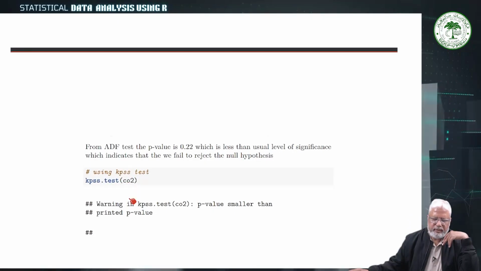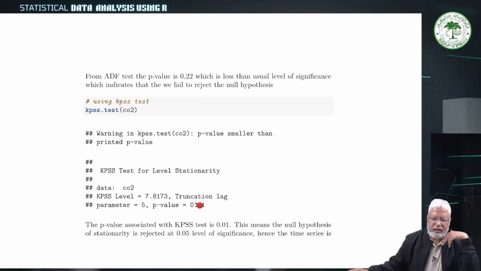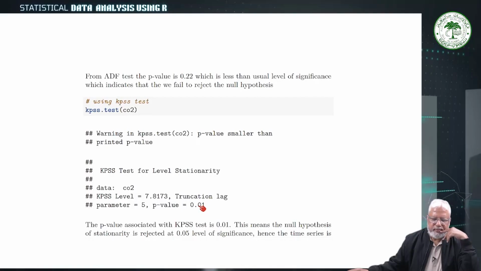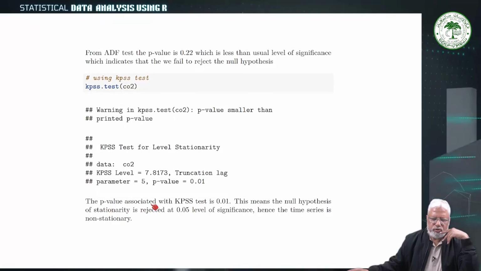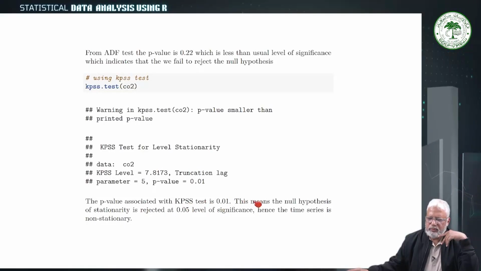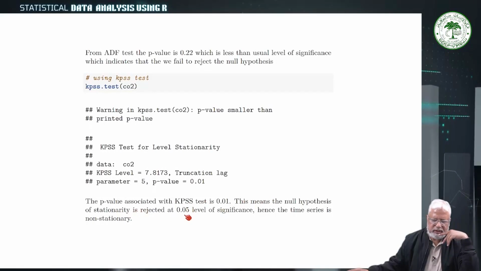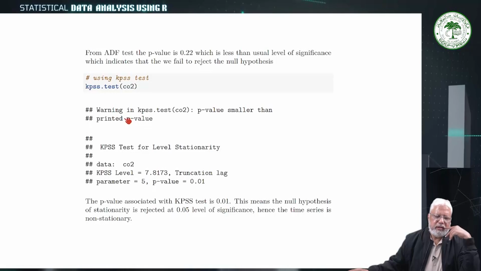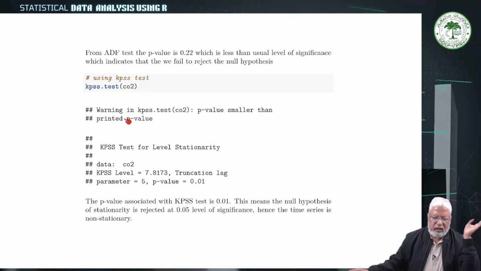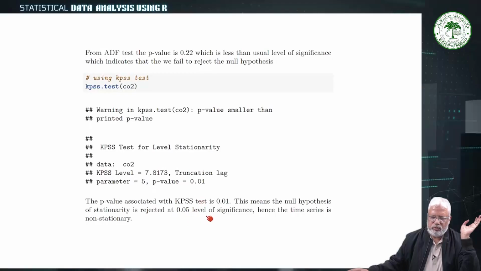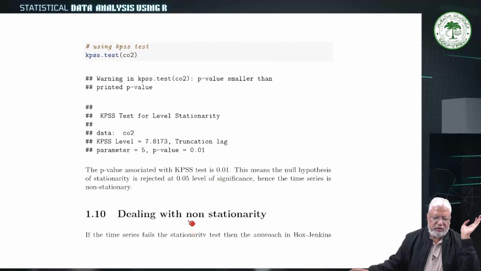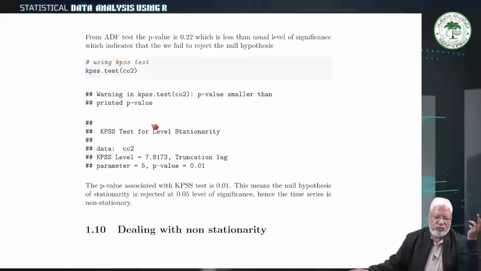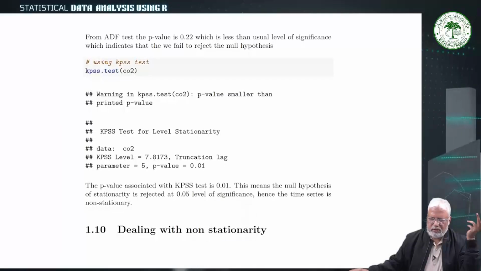kpss.test, here the p value is 0.0, the p value associated with the KPSS test is 0.0. This means that the null hypothesis of stationarity is rejected, because in the KPSS test the null hypothesis is that the series is stationary, and that has been rejected because the p value is less than 0.05. Hence the time series is non-stationary. So both the tests are giving the same result.